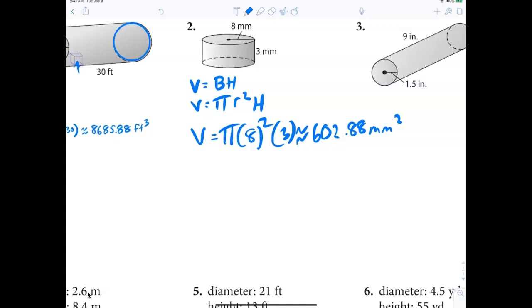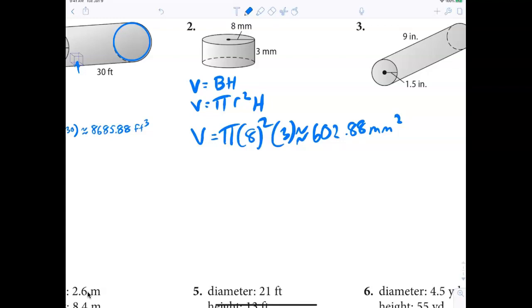600 what? 603. So that's probably a difference between using 3.14 and using pi, honestly. So do I really care? No, you're close enough. All right, everybody happy with that?